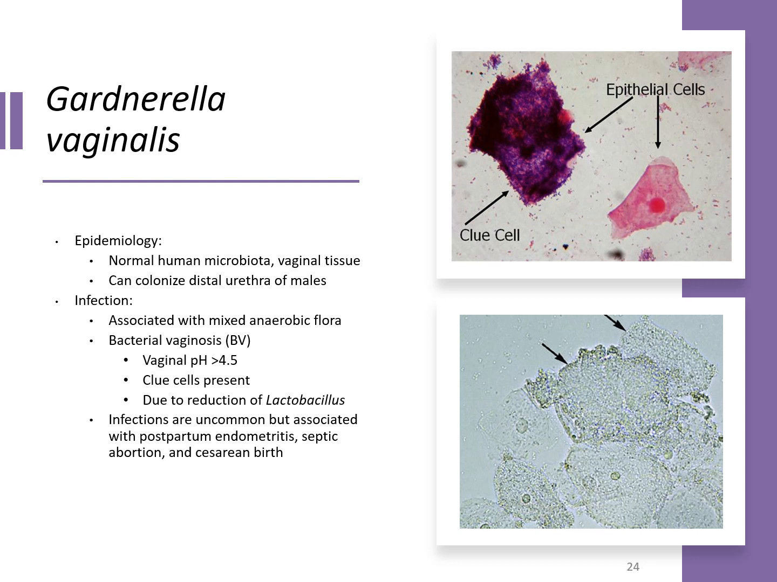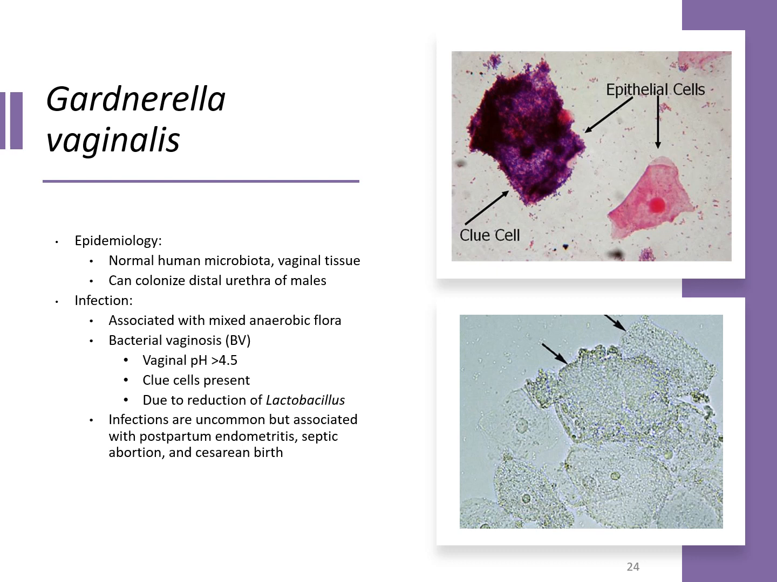Gardnerella vaginalis is an organism that is normal human microbiota within the vaginal tissue. However, it can be associated with infections within females, and it can colonize the distal urethra of the males. This infection is associated with mixed anaerobic flora. What happens is that there's a reduction of the normal lactobacillus within the vaginal area, and it can cause the Gardnerella to take over and cause the infection known as bacterial vaginosis.